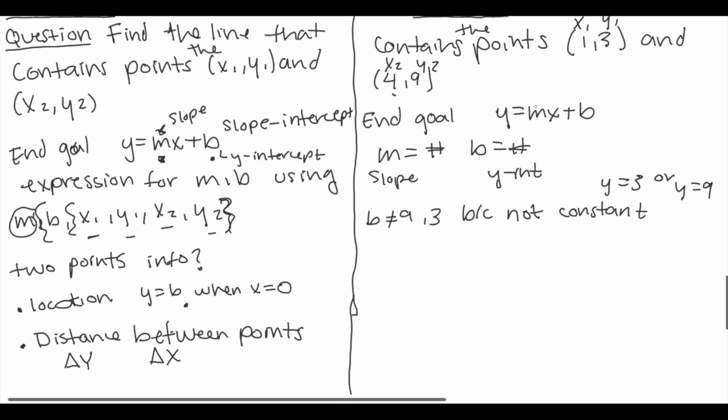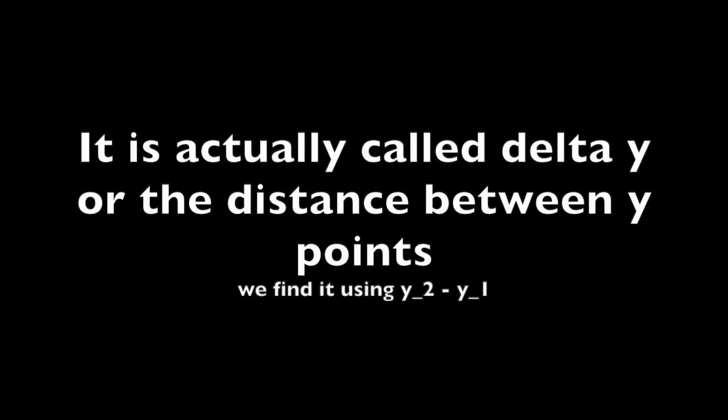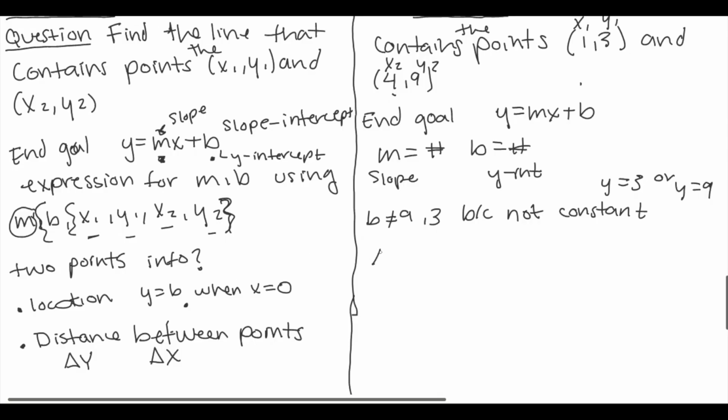This is the kind of information we can gather. Another thing is we can look at the distance between the 2 y points, and we can call that y2 minus y1, and that's going to be 9 minus 3, which is 6. And then the distance between the x points, x2 minus x1, which is 4 minus 1, 3.